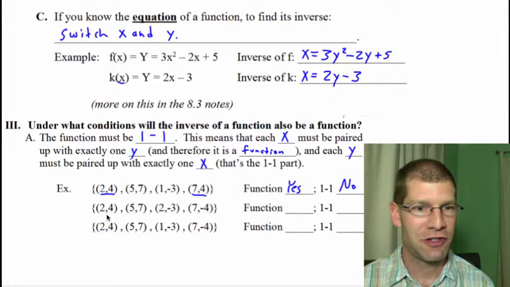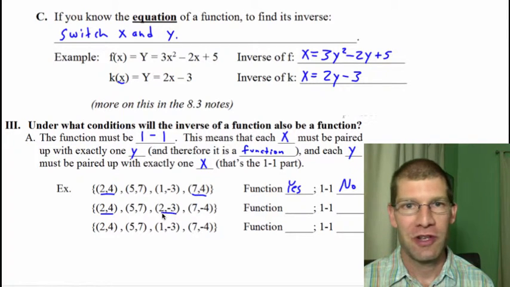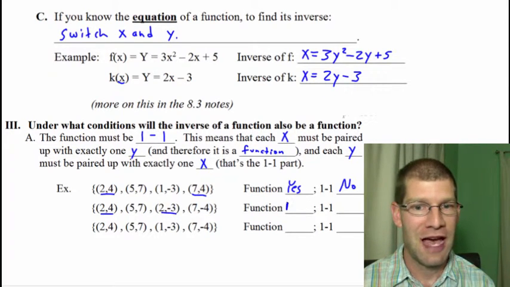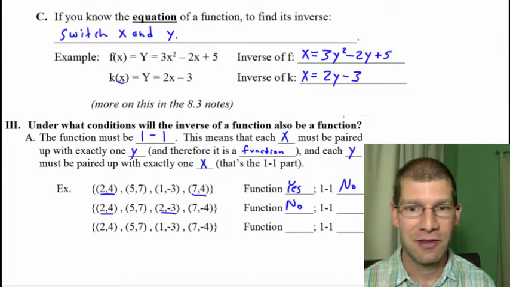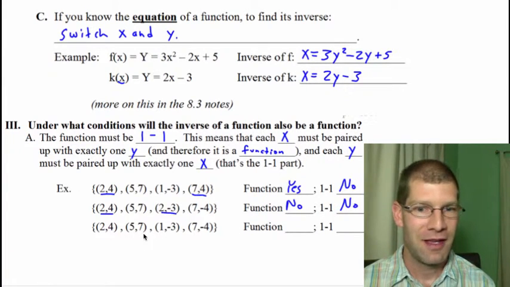Alright, this one, is it a function? (2, 4)? No, because I have 2 paired with 4, and when x is 2, it's also paired with a negative 3. So this one is not a function. So function, no. Then it can't be 1 to 1, because 1 to 1 means it works both ways. So it's not a function by default. It can't be 1 to 1. Now this last one probably is going to be yes and yes, but let's check it out. So 2 is paired with 4.